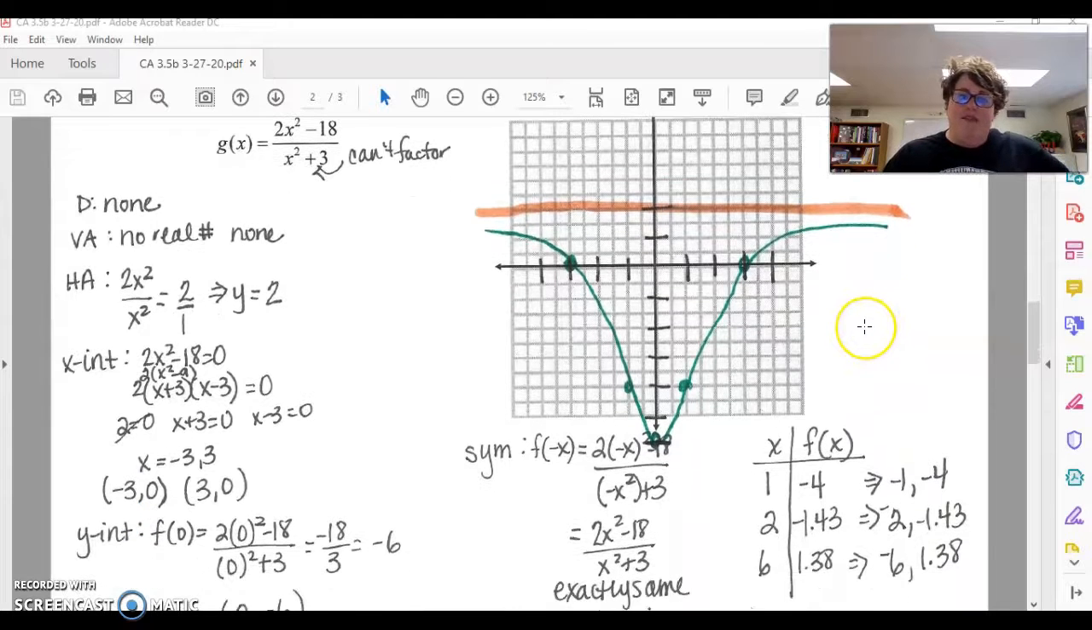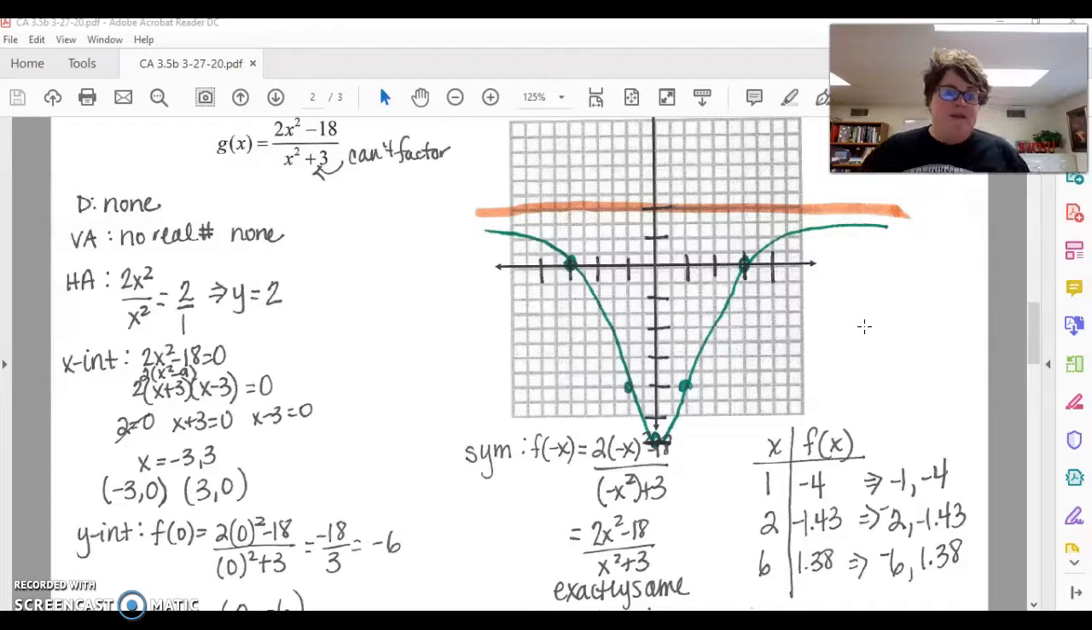So the bottom can't factor, so that tells me my domain is, I don't have a domain. Because of that, I also don't have any vertical asymptotes because that means there's no real numbers if it can't factor. Horizontal asymptotes are done by comparing, again, your highest degree terms. They're both the same, so you're taking the leading coefficient there. So y equals 2, so you can see that in the orange highlighter.